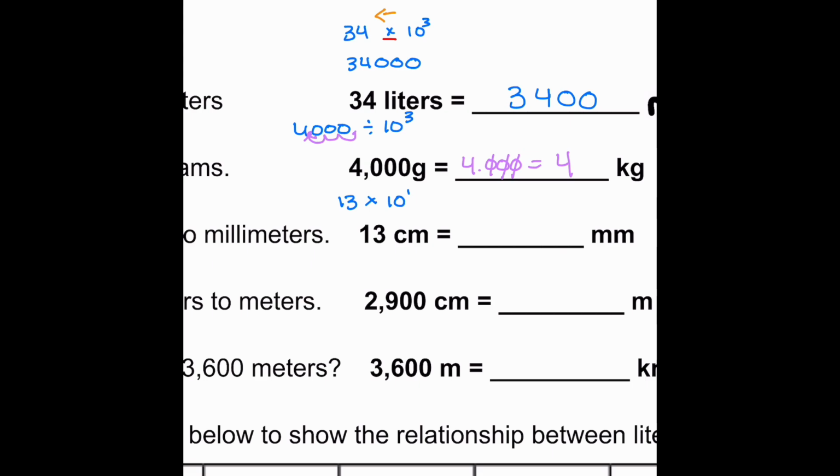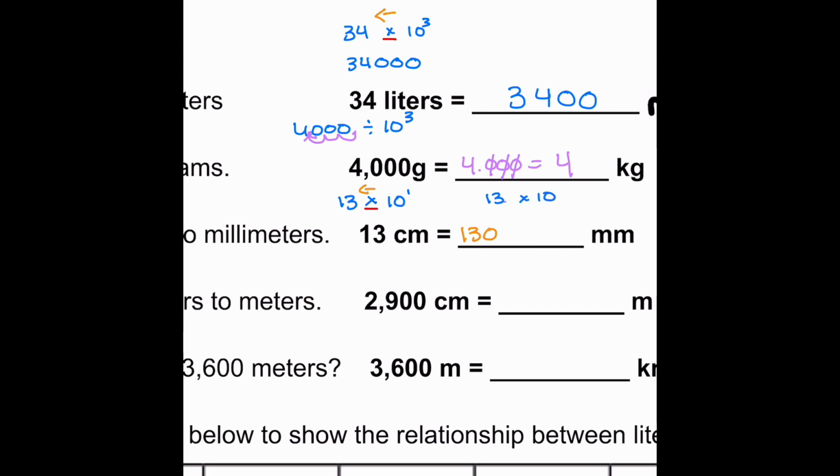And I'll just do this one with, if I want to shift on this one, I will be shifting to the left 1 time. Yes. So my place value will be moving. So that means that 13 centimeters would be equal to 130 millimeters.